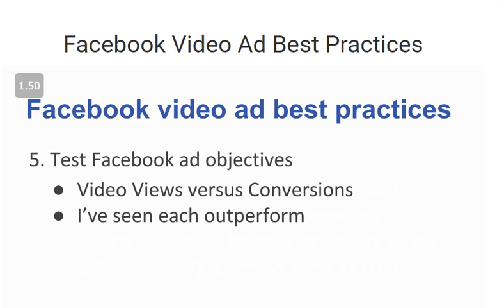All right, number 5, test Facebook ad objectives. So the default for video is video views. Okay, but you can change that, and you can use the objective of getting website conversions. So I've seen each of these outperform in different scenarios. I typically, again, just keep in mind what is the actual objective of the content that I'm putting out there.